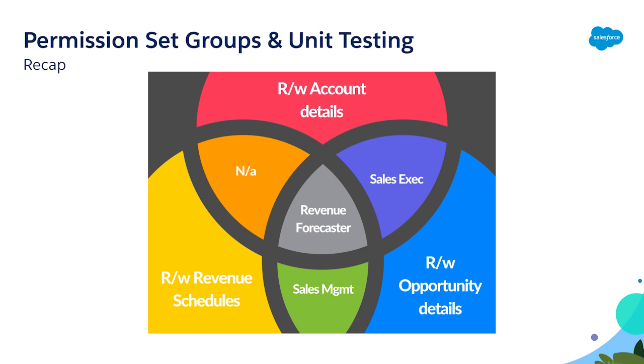For instance, sales executives, the purple segment, need both read and write access to account details and read and write access to opportunity details. Sales management, on the other hand, needs read and write access to revenue schedules and opportunity details, but no access to account details.